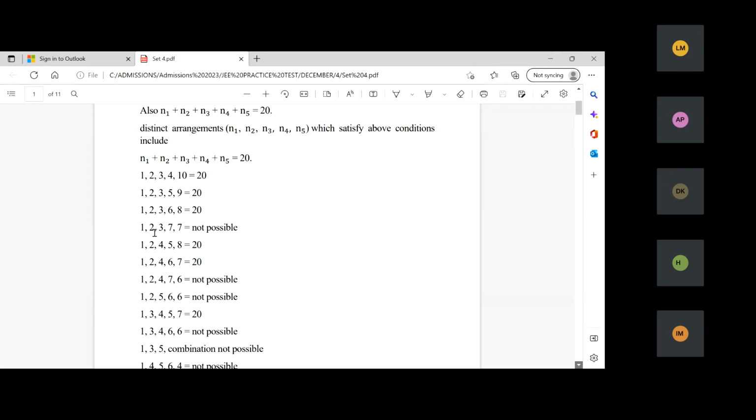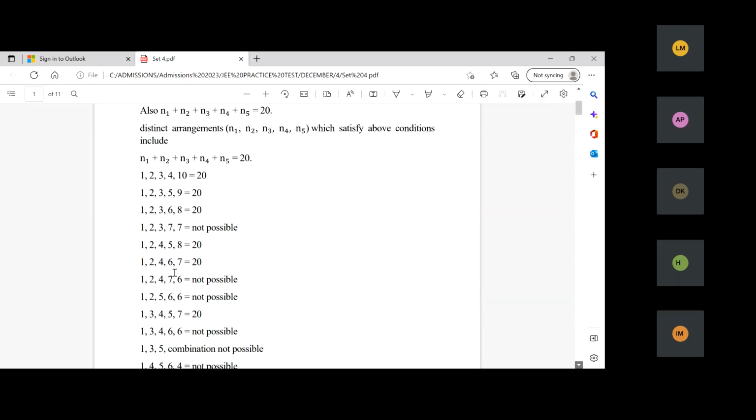So in this way, you can analyze each of the combinations and find out how many are the total ones. And maybe after this combination, you will not be able to work with these three numbers. So you need to increment this 3 as 4. So 1, 2, 4. So this is 7, 5, and 8. It's also 20. Similarly, 1, 2, 4, 6, 7, which is also 20. It also satisfies the condition.